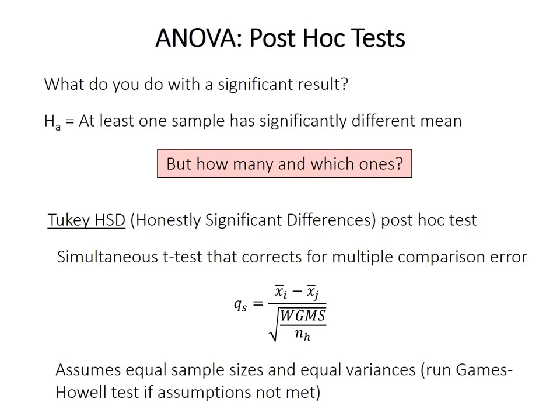So what it does is it takes the difference between sample means, you run it for all possible pairs of samples, divided by the square root of the within group mean square, divided by something called the harmonic mean of sample size. If you refer back to the t-test video or slides, you can see the similarity between this formula and the t-test formula. So the Tukey test will give you p-values for all pairwise comparisons, controlling for multiple comparisons, so you can interpret them at the traditional 0.05 level. I will note that it assumes equal sample sizes among all your samples and equal variances. So if that's not true, you could try running something called the Games-Howell post-hoc test, which I won't describe.